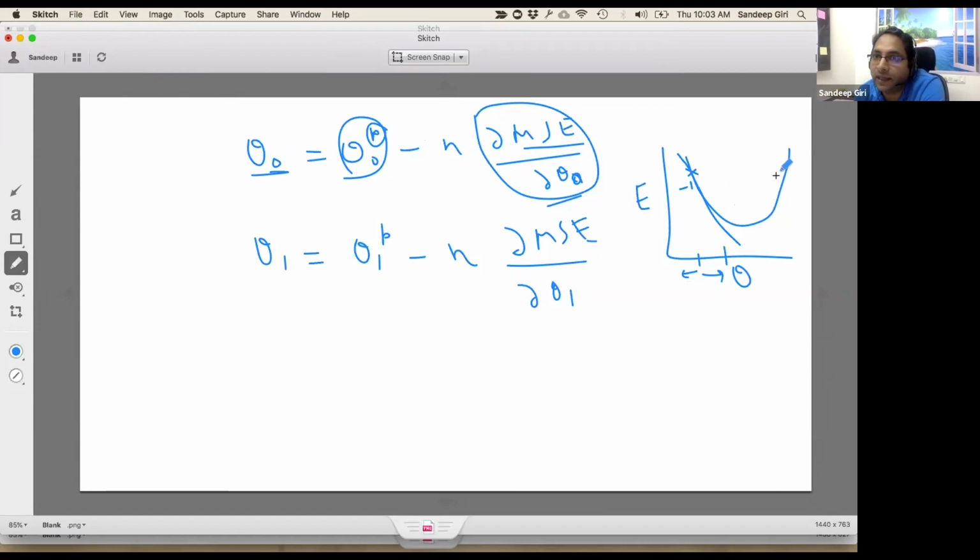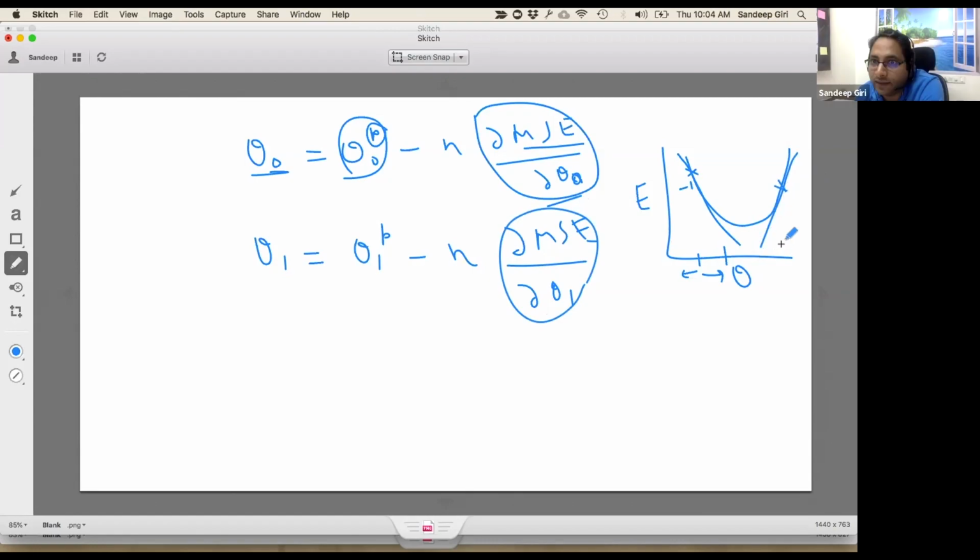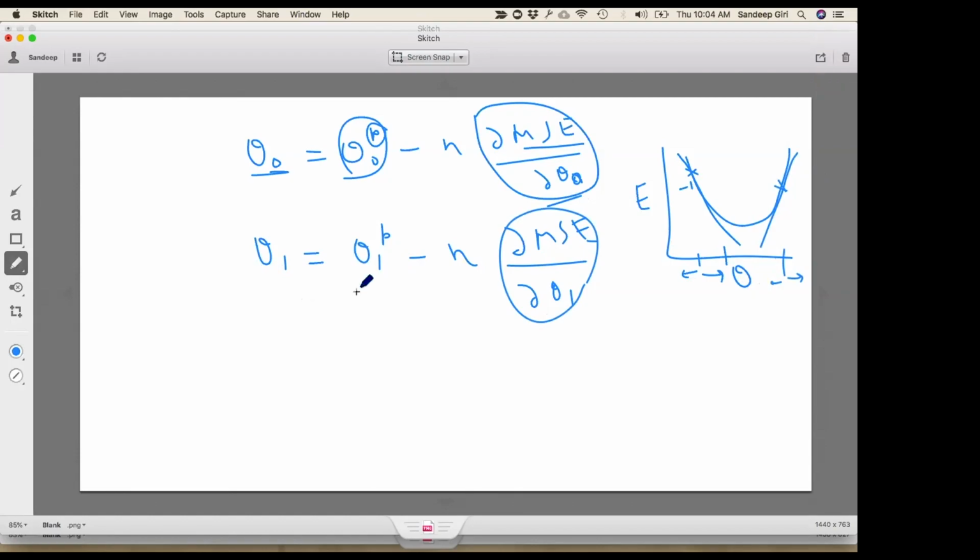Now similarly, imagine that we were here, and the rate of change will be positive. So since it's positive, with the negative sign, theta will decrease. So we have two cases, here or here. I see, that's how it is. Okay, I understand now. Thank you so much.